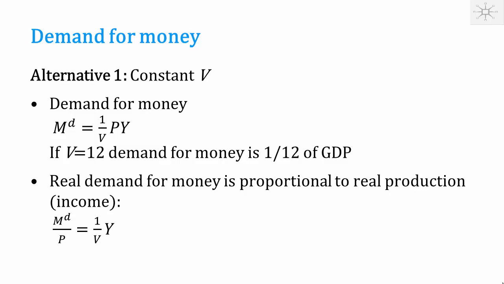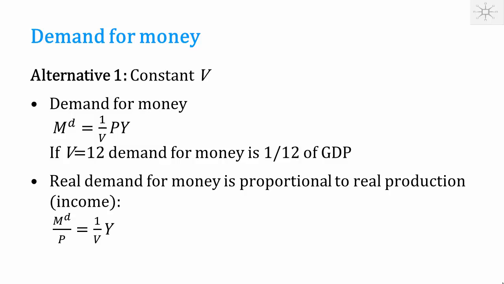So if we think of the need for transaction balances or the demand for money, one alternative is just to say, well, we think there is some constant velocity of money. That means that the demand for money is just 1/V times nominal GDP. So in the example I just gave, if velocity is 12, you need an amount of money that is 1/12 of GDP in order to carry out the payments. You can also express this in real terms, that the real demand for money is proportional to real income.